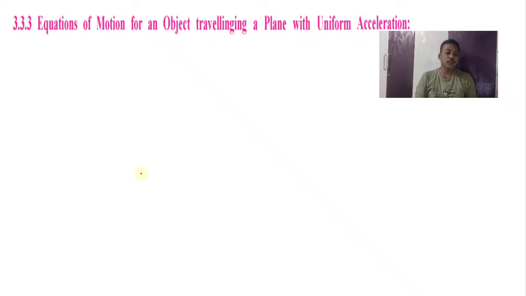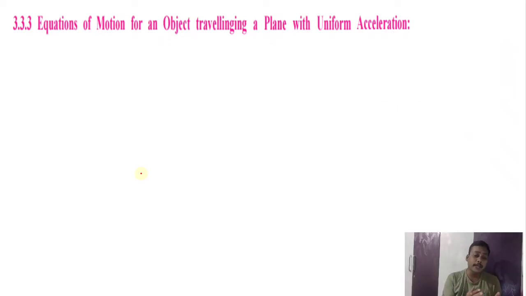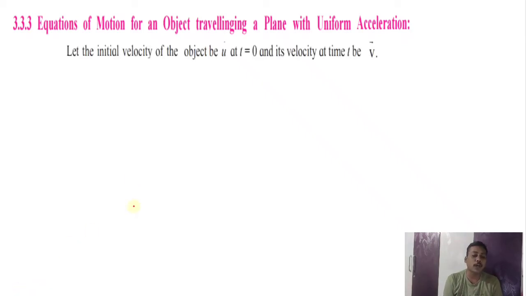Next is the equation of motion for an object traveling in a plane with uniform acceleration. In case of rectilinear motion, in earlier standards, in 8th or 9th standard, we already studied the kinematic equations according to Newton's laws of motion. So for rectilinear motion, or motion along a straight line, we studied the equations of motion according to Newton's laws. Now for motion in a plane, we have to derive the equations of motion for an object traveling in a plane with uniform acceleration.